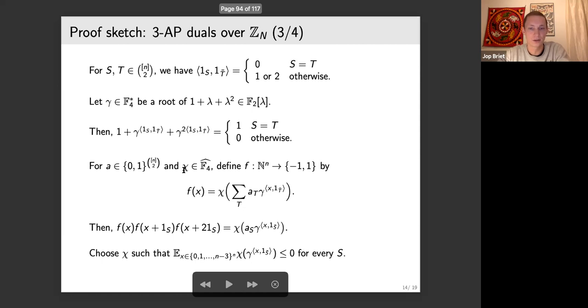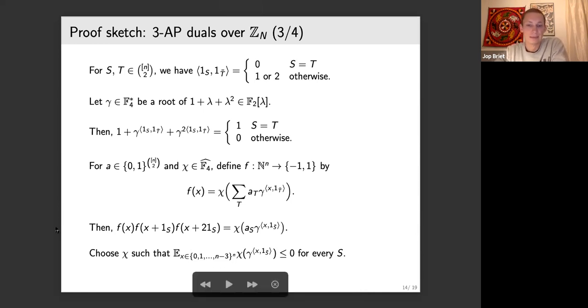So to deal with that, you're now going to define the character. You choose the character such that at least on average over x, you get something that's non-positive, okay? And the average here is taken over a bit of a funky set that will become clear in a moment. So the average is taken over all the integer vectors whose coordinates take values between 0 and n-3.